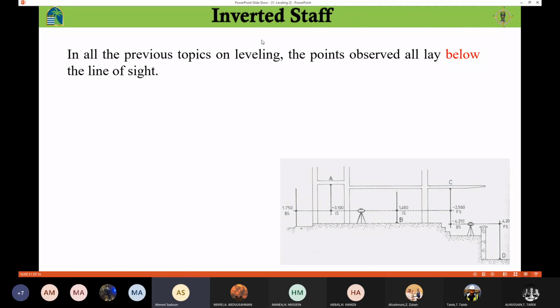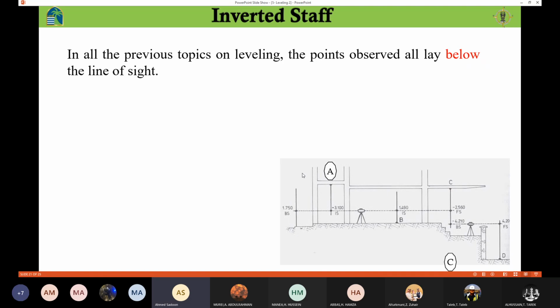For discussion about leveling. But this time we are going to talk about a special case. In this case, we have what's so-called inverted staff. In the previous example, the points observed all lay below the line of sight. With the level instrument, all the points lay below the line of sight. But sometimes we may take a point which is above the line of sight.